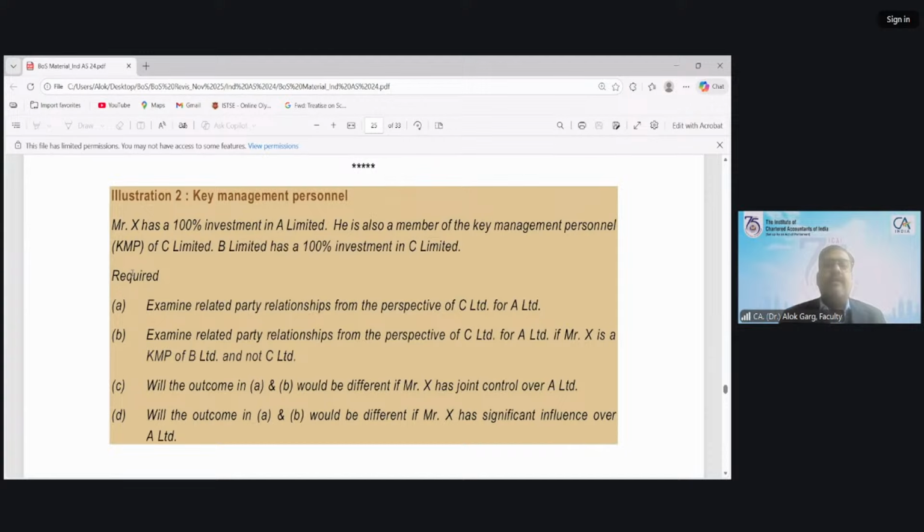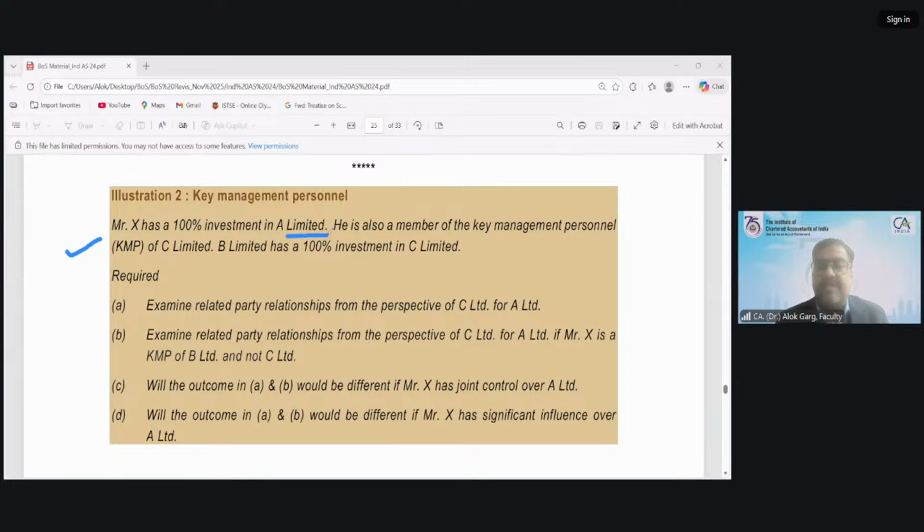Now the second illustration, about KMP. Mr. X has 100% investment in A Limited, which means Mr. X controls A Limited. He is also a KMP of C Limited. So Mr. X has control over A Limited and is the KMP of C Limited. B Limited has 100% investment in C Limited. So B is the parent of C.